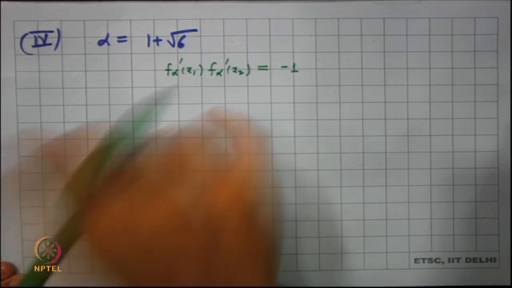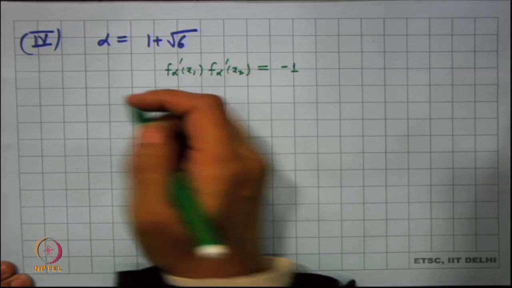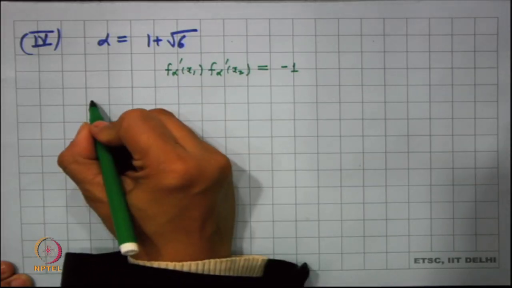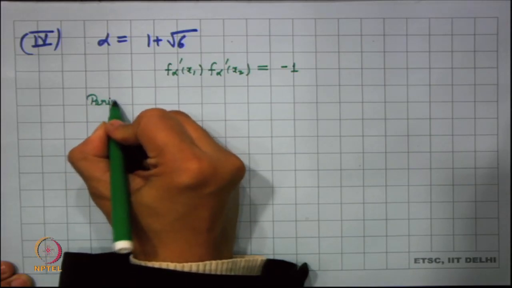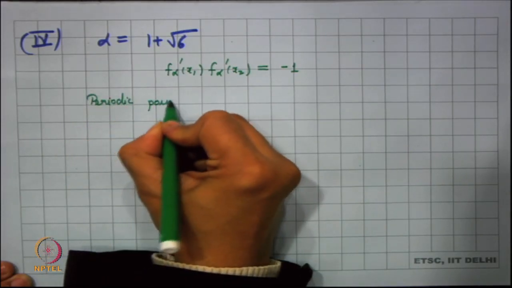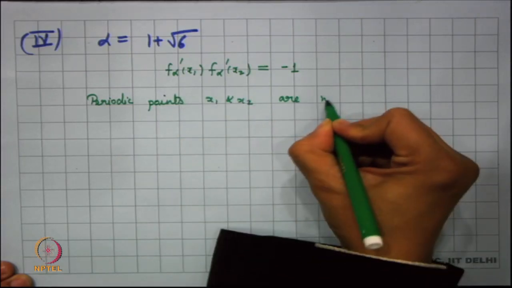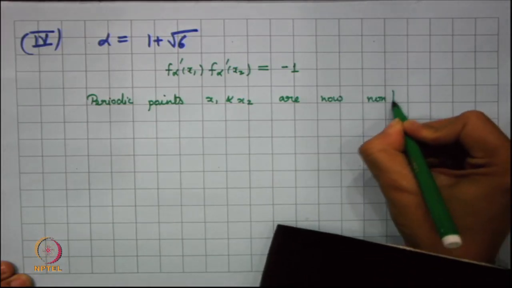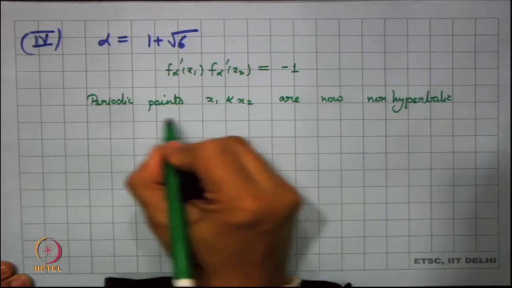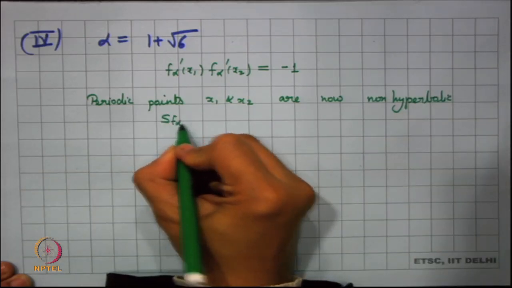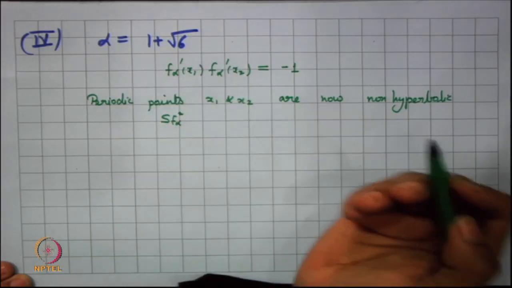So, now we have that this periodic orbit is non-hyperbolic, it is a non-hyperbolic periodic point. So, I should say that periodic points are now non-hyperbolic. What is this quotient derivative of f alpha at this point x1? Of course, we want this f alpha square.